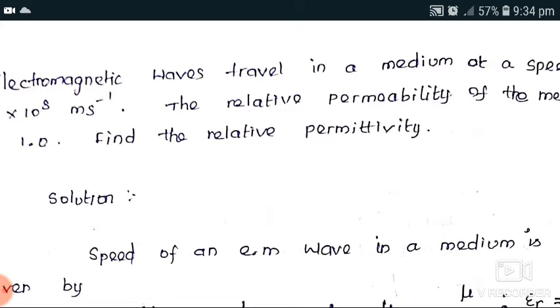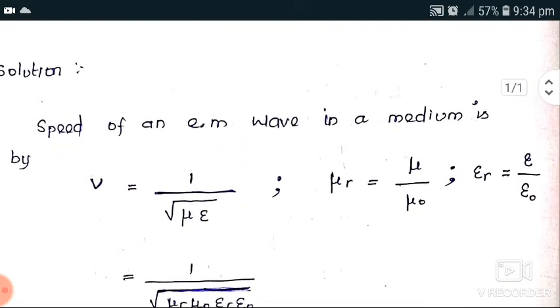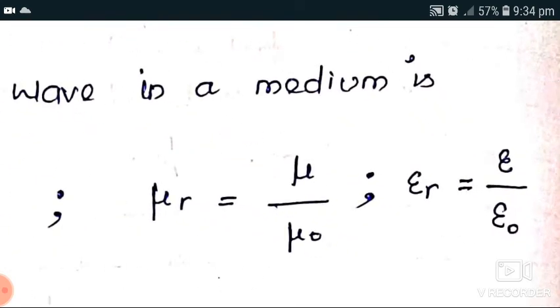Permittivity means how much energy is stored in the material. Simply, permittivity measures the ability of a material to store energy within the material. Similarly, this is relative permeability, and this is relative permittivity. We use the symbol epsilon for permittivity. Energy stored, how much energy is stored in that material.